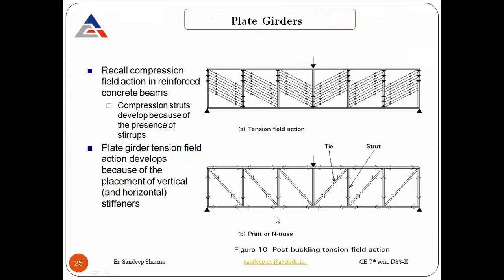And this is again the tension field that you can see here. Recall the compression and the field action in reinforced concrete beams. These are the compression struts, developed because of the presence of the stirrups there. And in the plate girder, tension field action develops because of the placement of the vertical stiffeners there.